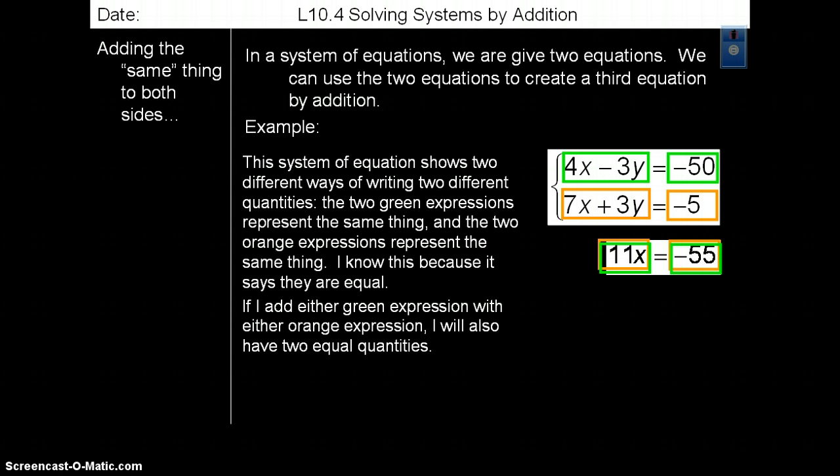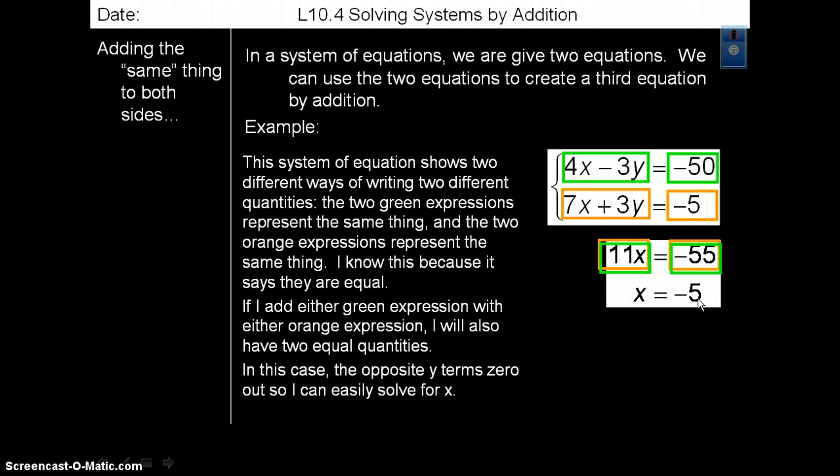If I add either of the green expressions with either of the orange expressions, so I'm adding a green plus an orange, I will also have two equal quantities. So on this side, a green plus an orange comes out to be 11x. Remember, when we add things together, only like terms combine. So when I add, only the x terms combine to give me 11x, and then only the y terms combine, and they're opposites, so they actually come out to be 0. Over here, we're adding just two numbers. They add up to be negative 55. In this case, those opposite y's did zero out, and we can easily solve for x by dividing both sides by 11. We find out that x equals negative 5.